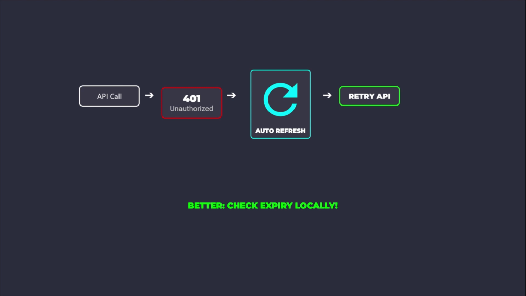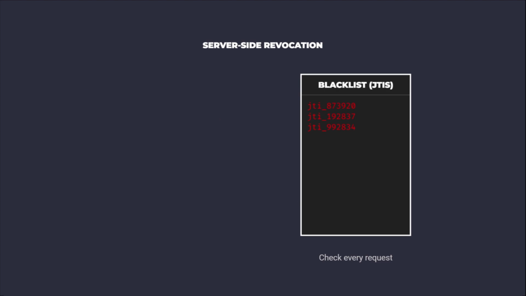Avoid unnecessary network traffic by proactively checking the access token expiration time locally before making an API call, initiating the refresh slightly before expiry to maintain a seamless user experience.